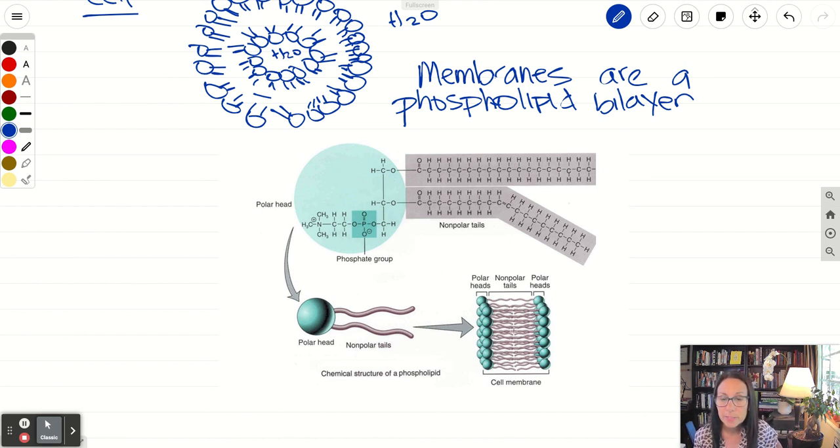This is what a phospholipid bilayer looks like. The heads are on the outside touching the water, and the tails are touching each other, okay? And that's because on the outside of the cell, there's water, and on the inside of the cell, there's water.